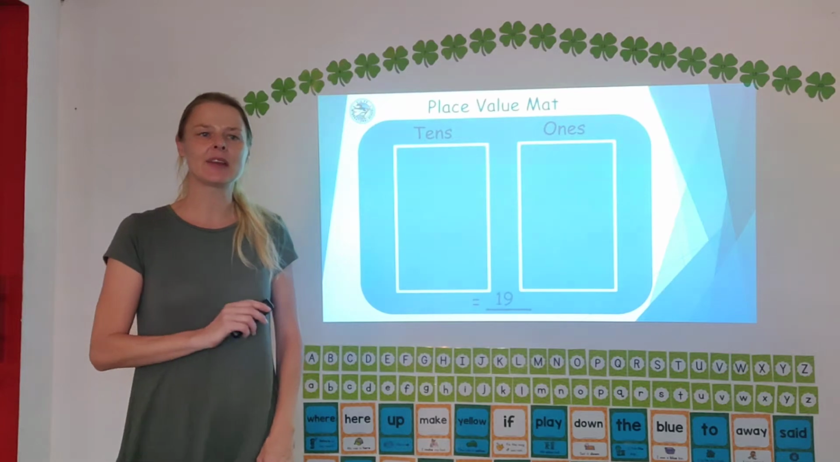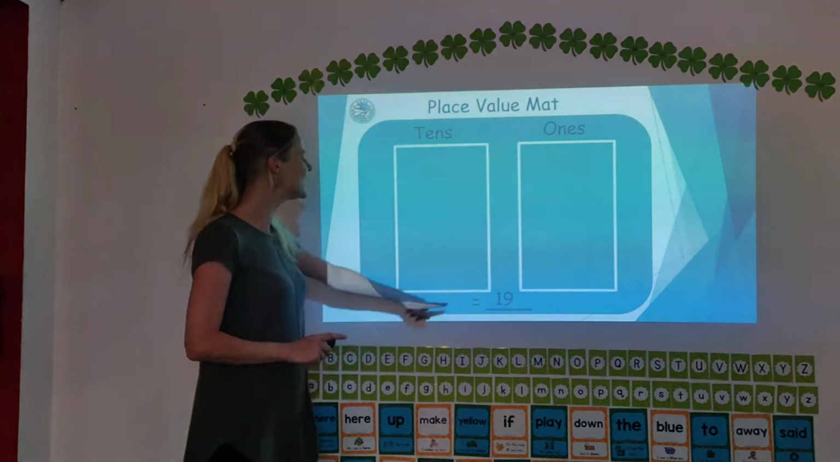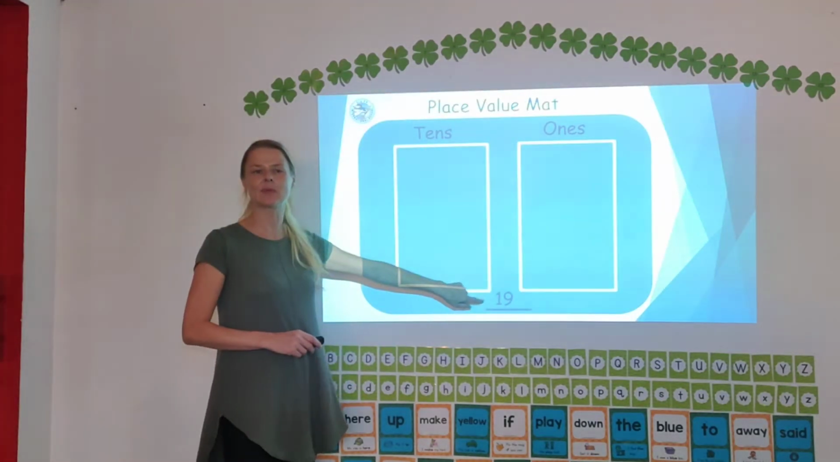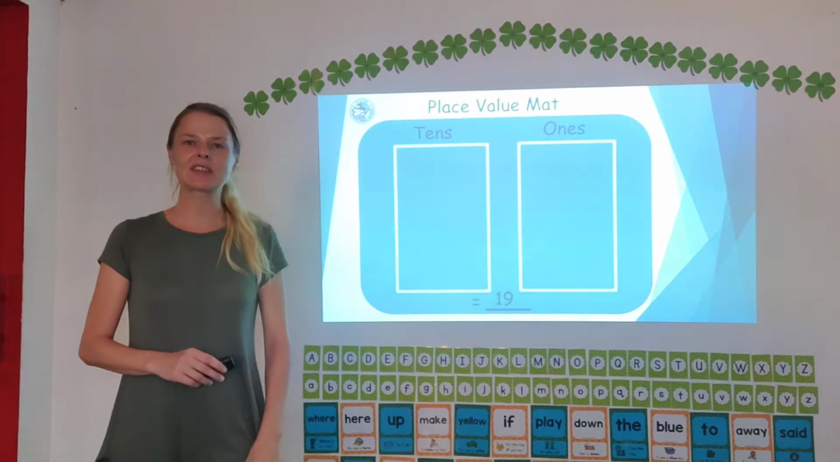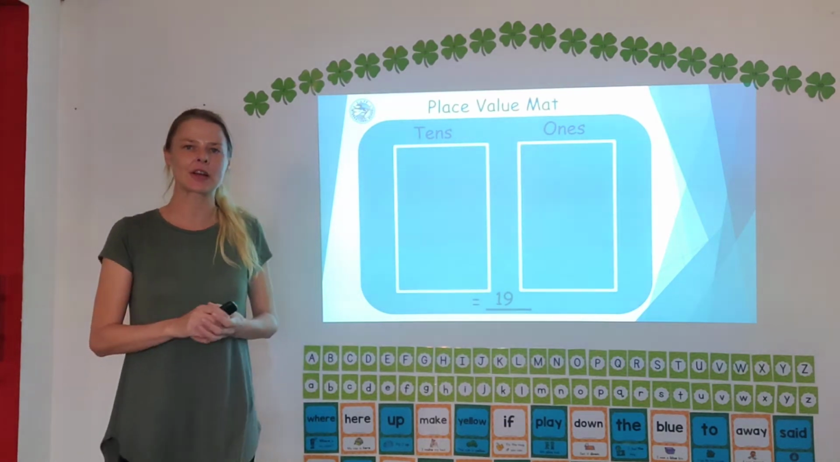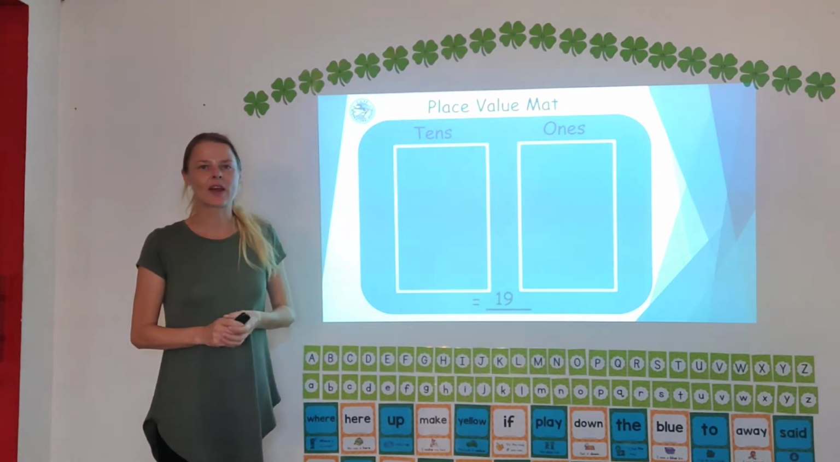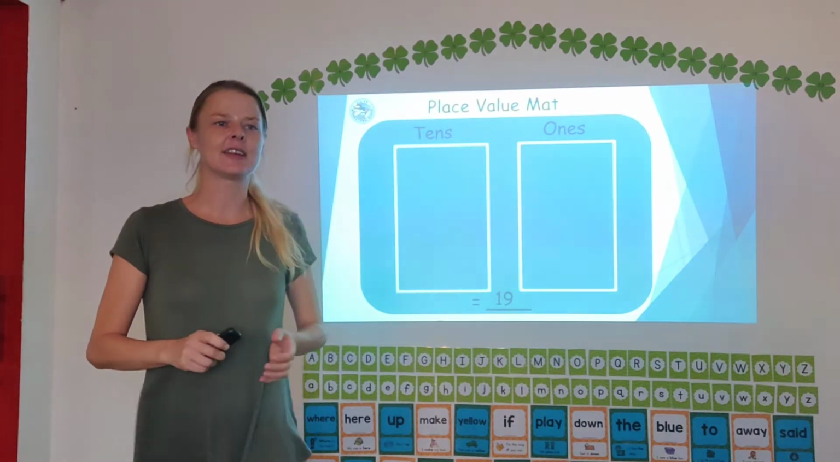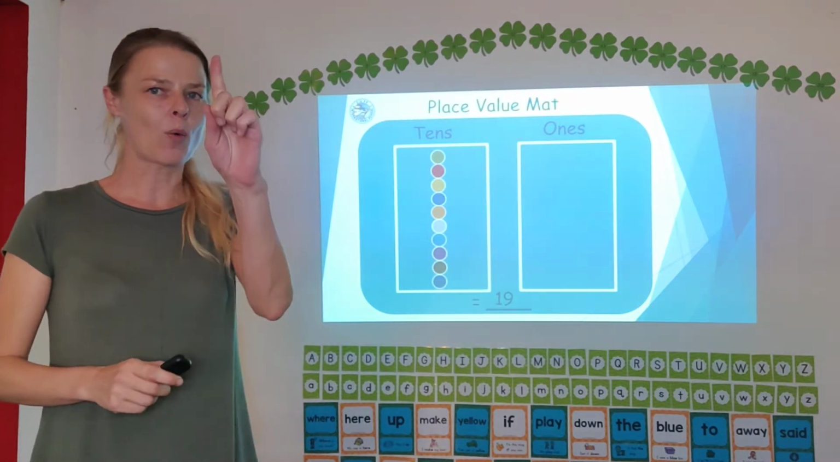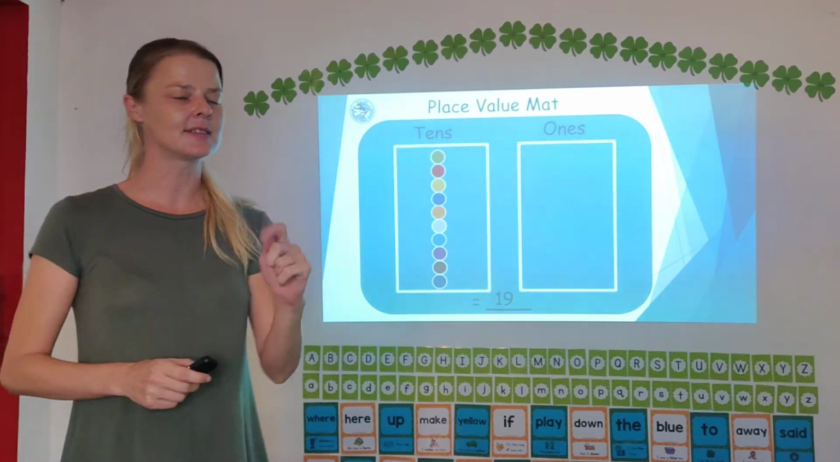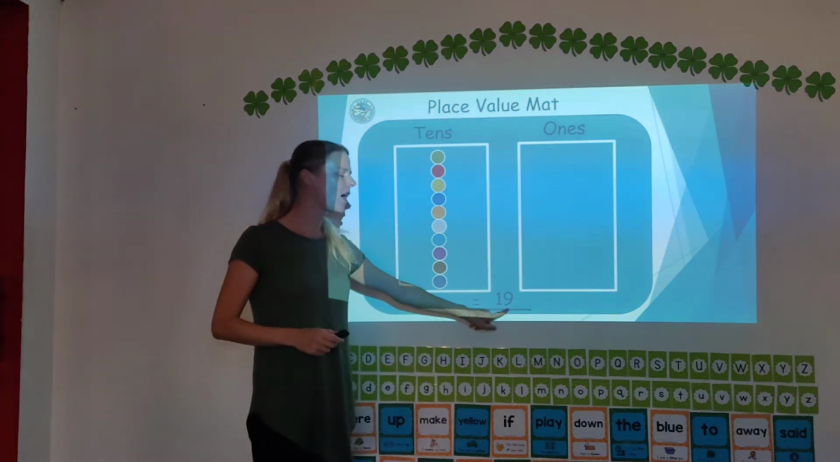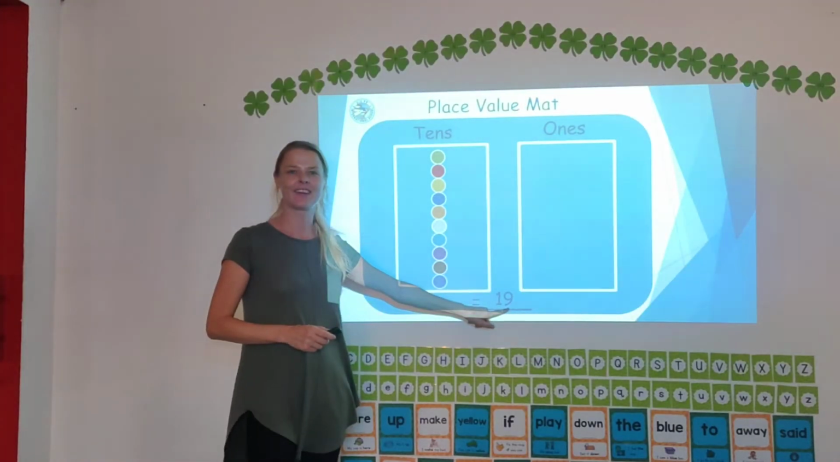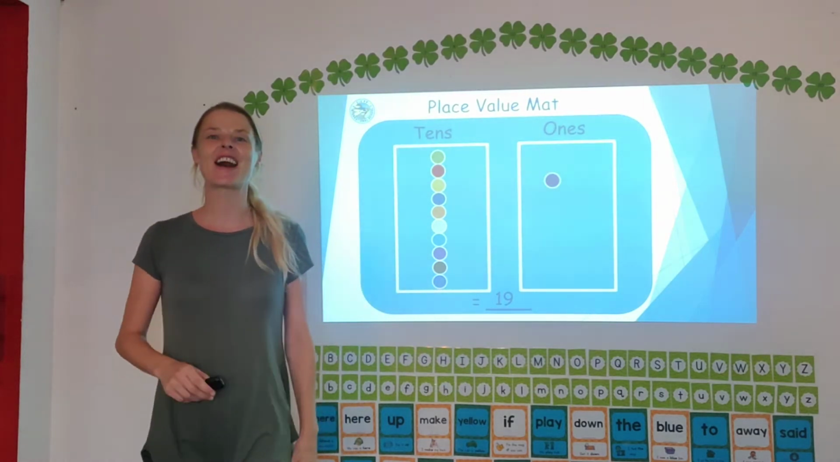Your number this time is 19. Can you write the number 19 at the bottom of your board? Pause the video and then come back to see if you got it correct. Okay, well done. Let's see. You should have 1 row of 10s. How many ones should you have? Well done, you should have 9.